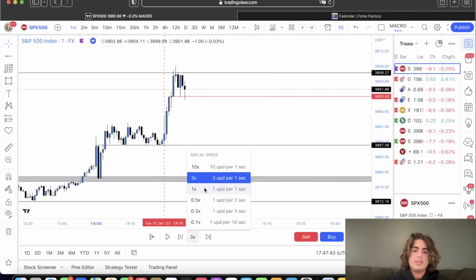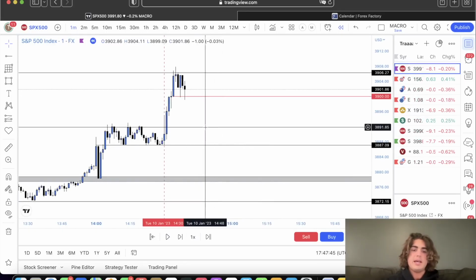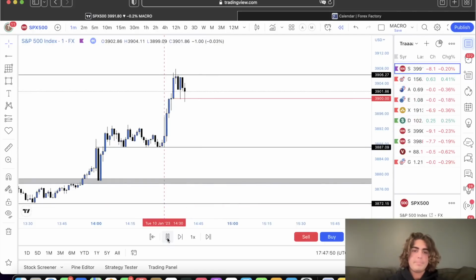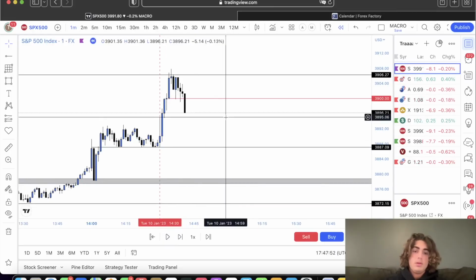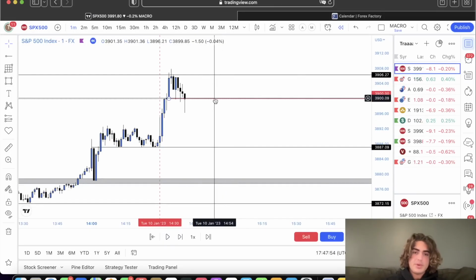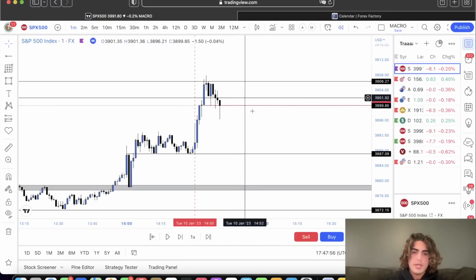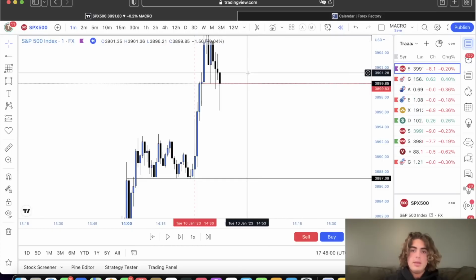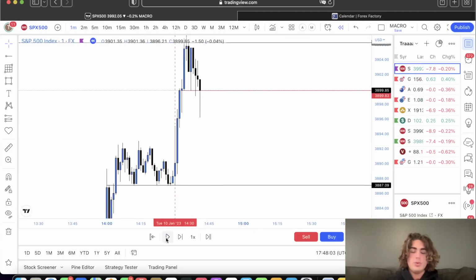All right, we'll play it some more, see if we get a break of structure to the downside, see if we can even get an entry on this. Okay, play it. Okay, so did this break market structure? Let me put this on the actual wick. No, it didn't. If we put this right on the wick, it did not break actual structure. So we're still waiting.